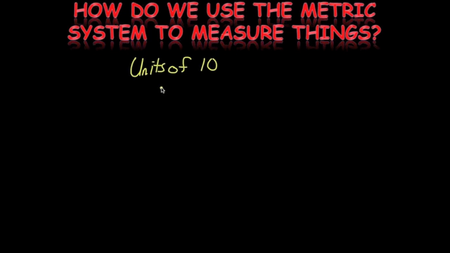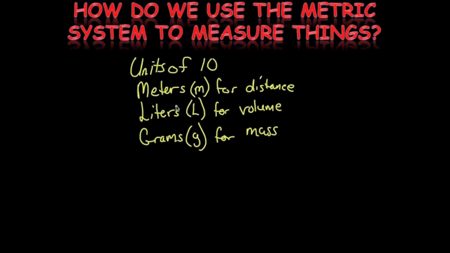The metric system uses the same base units for each type of measurement we'll be doing this year. Meters for distance, liters for volume, and grams for mass. The abbreviation I put in parentheses for each one. So we'll be using several abbreviations when we use the metric system. The abbreviation for meter is M, liter is L, and grams is G. These are also our base words or the suffix we will use for each type of measurement.